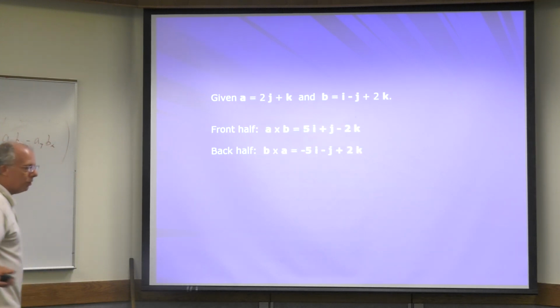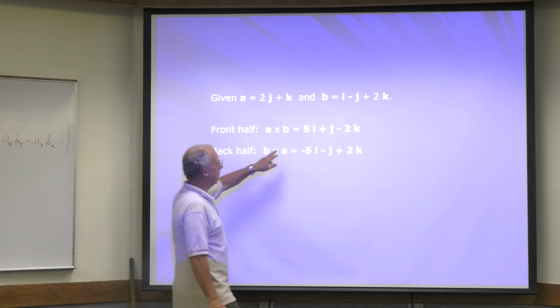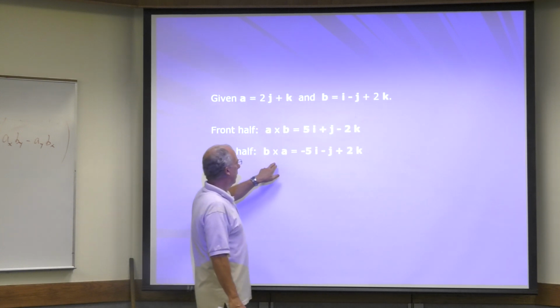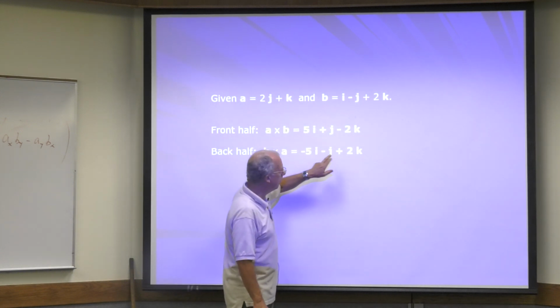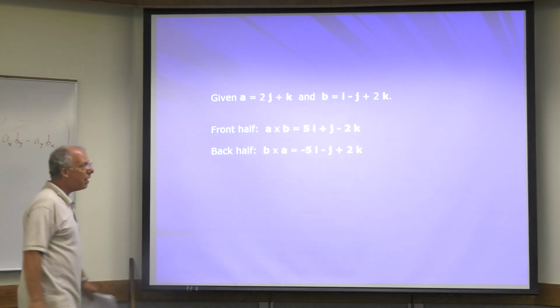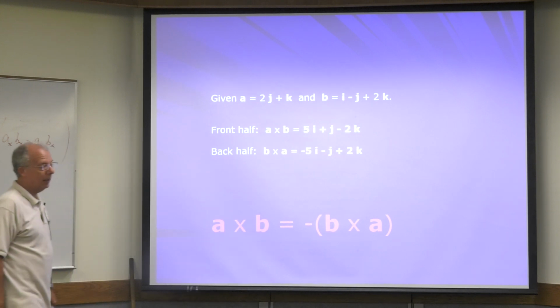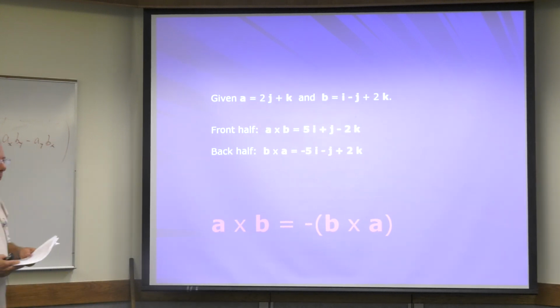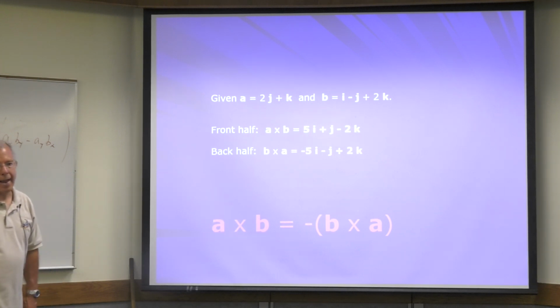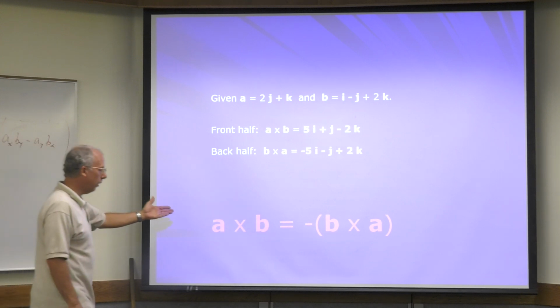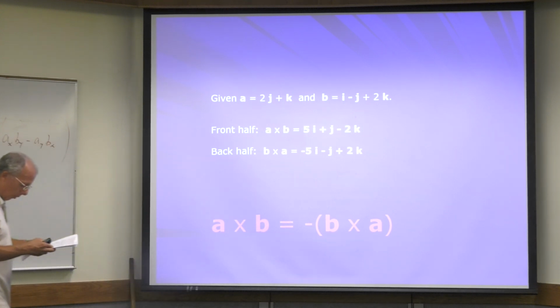All right, so this is what you should get. A cross B is 5I plus J minus 2K. When you do B cross A, you get minus 5I minus J plus 2K. So what do you notice? A cross B equals minus B cross A. So the vector cross product is not commutative with respect to multiplication. With numbers, 2 times 3 equals 3 times 2, or A times B equals B times A, but not so for the vector cross product. So you've got to watch it.